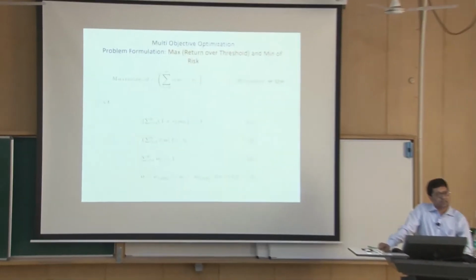So, the third problem is also the maximization of the return over a threshold value. You want your return to be greater than some threshold value, and you want to maximize the return, and obviously the risk minimization remains.